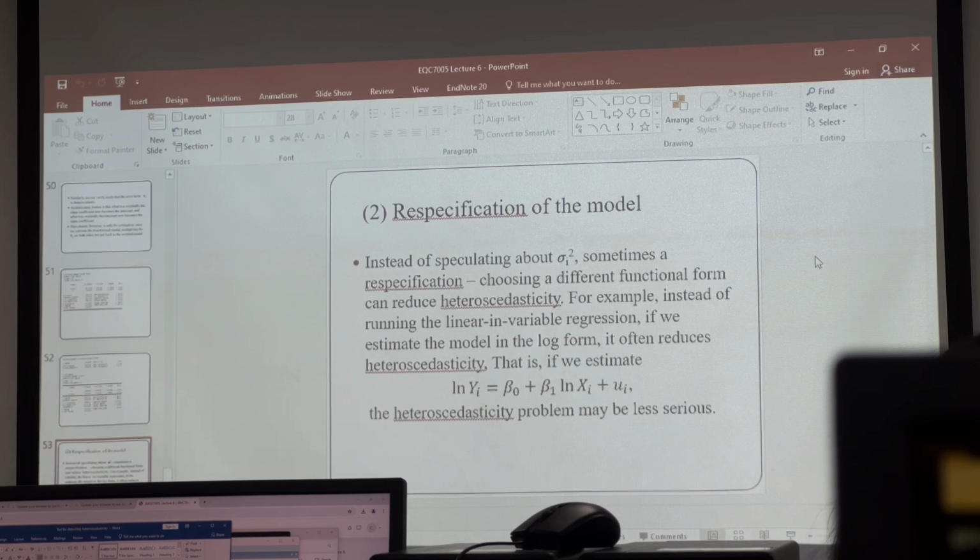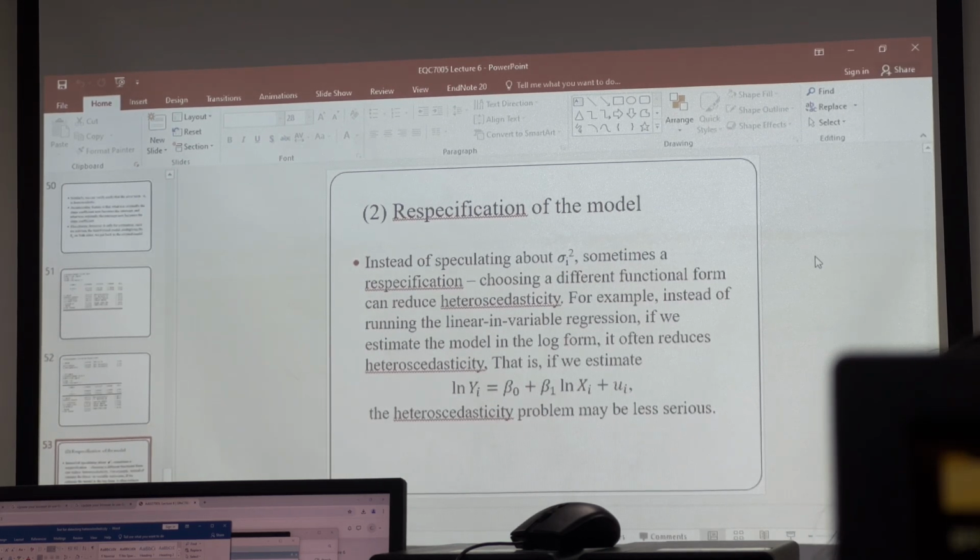So there are two possible ways to alleviate the problem. The next possible approach is to re-specify the model. Instead of speculating about the value of sigma i squared, the error variance, sometimes a re-specification, choosing a different functional form, can reduce heteroscedasticity.